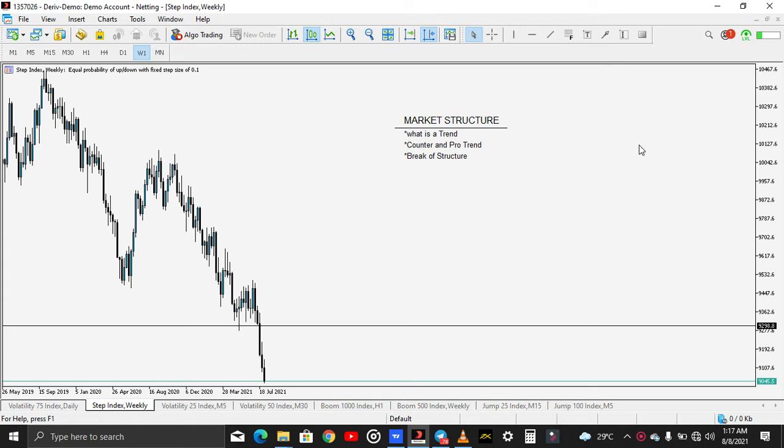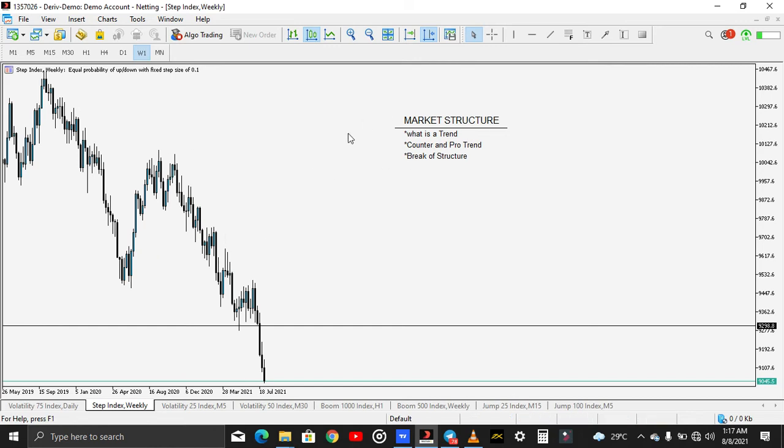Market structure is one of the most important tools every trader needs to have. It is one of the most important pieces of knowledge every successful trader needs to have about the market. So, what is market structure in layman's words? Market structure simply means the current state of the market, the structure of the market.